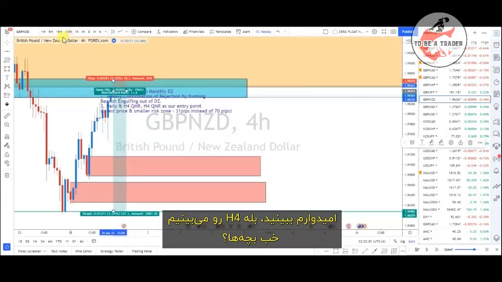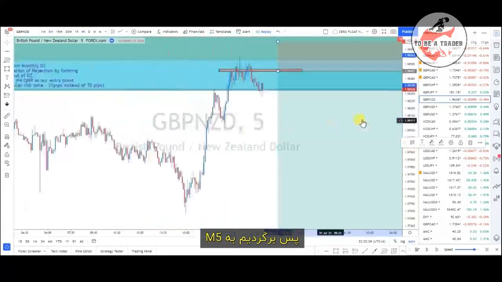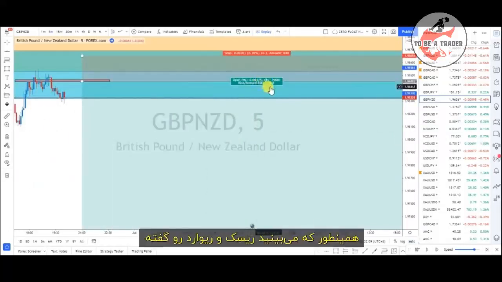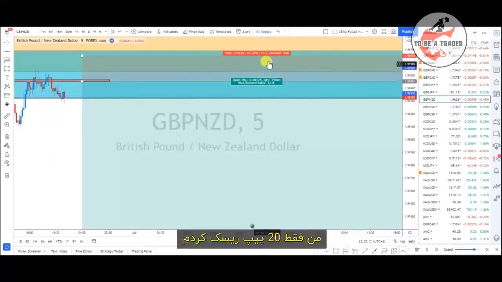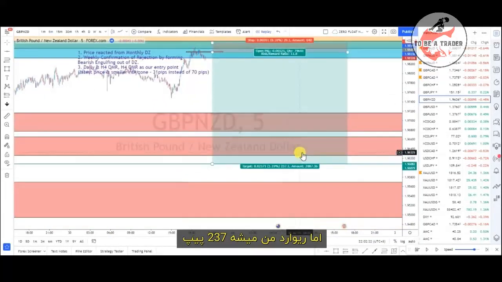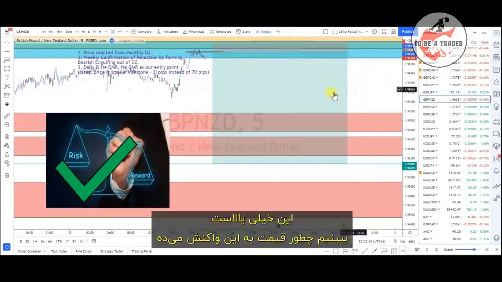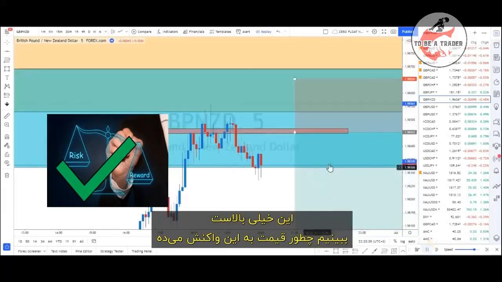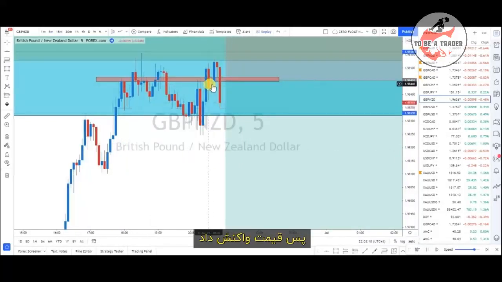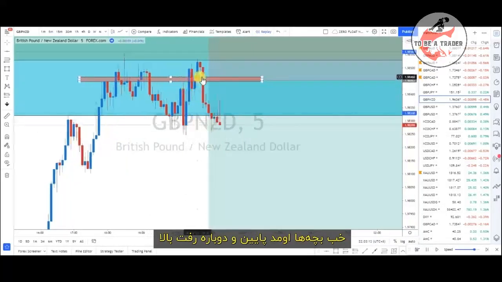Okay guys. So let's go back to the M5 and let's check our, okay, as you can see here, it says that the risk reward is, I only risk 20 pips, okay, but my reward is 237 pips. So the risk reward ratio would be 11.8. So this is very high guys. And then let's see how does the price react to this, okay? So price did react, okay, and come back down and then goes back up again.